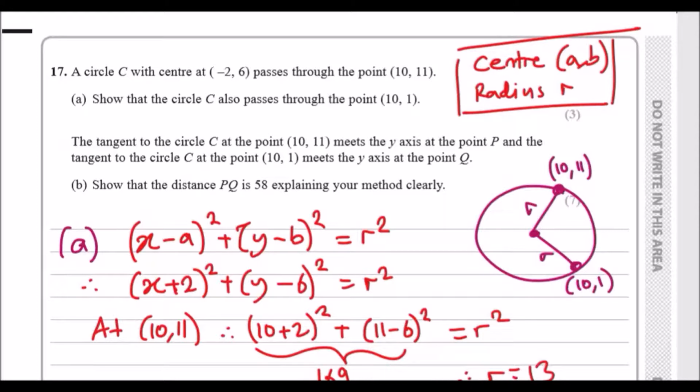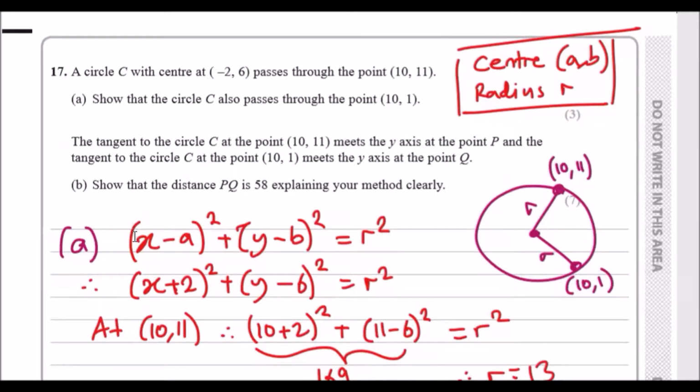Now this is straightforward. To prove this statement, the whole idea is to show that they have the same radius. Because if this point was on the circle, and this point was on the circle, and this is the center, it must mean that the distance between them must be the same. So I just called it r for the radius. Okay, so that's just a little demonstration.